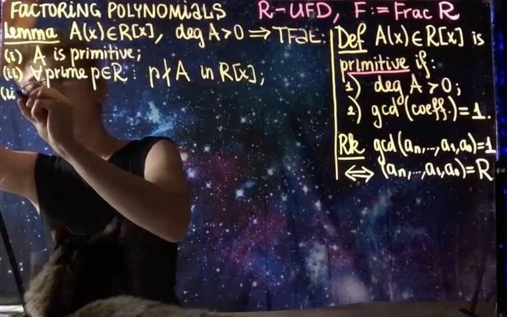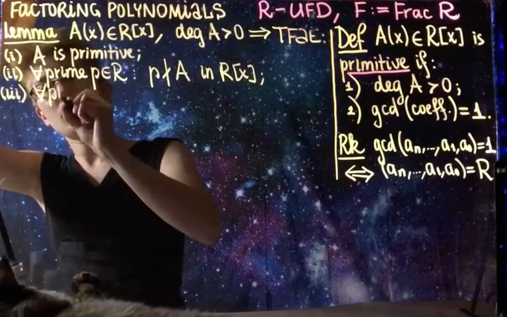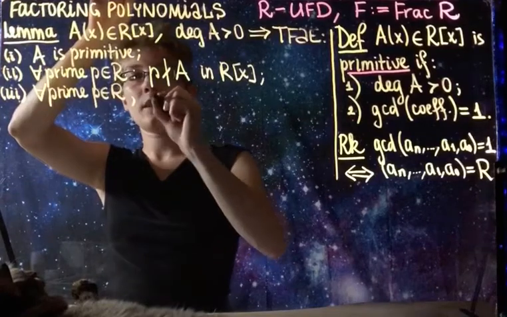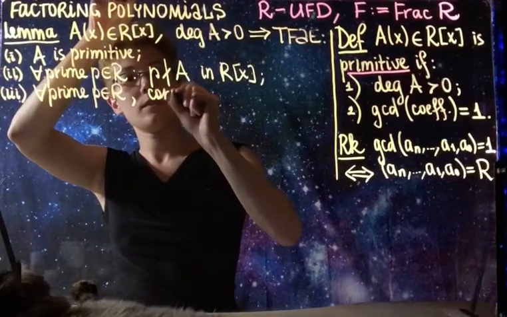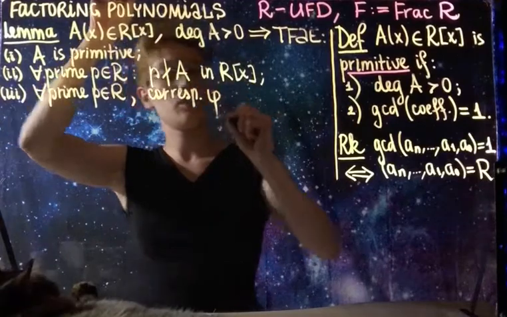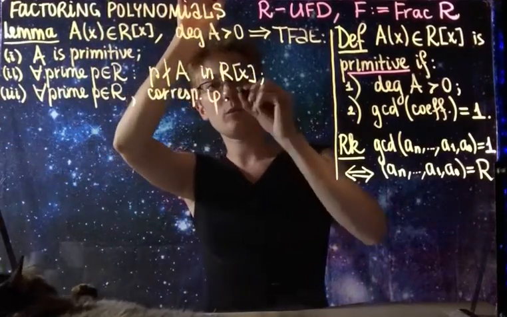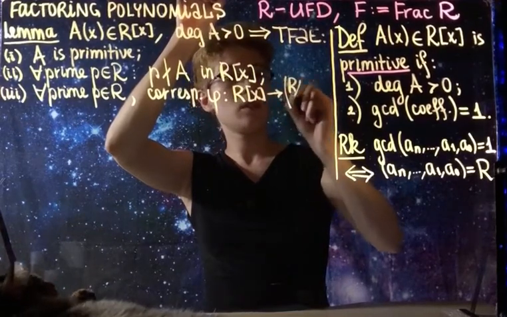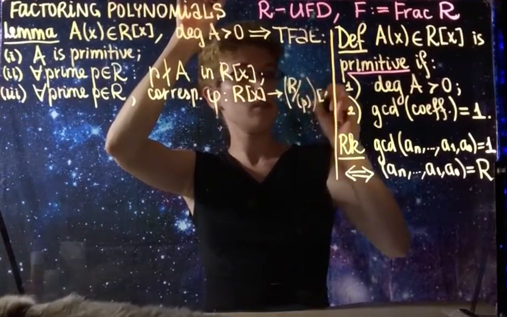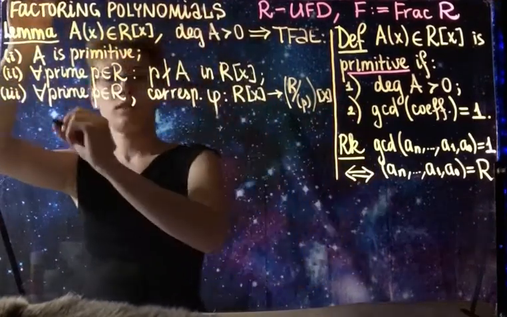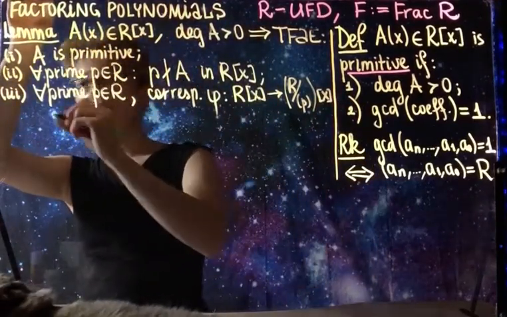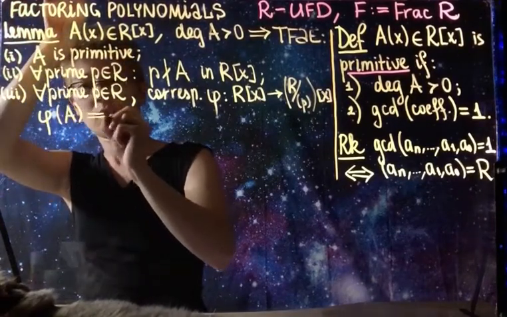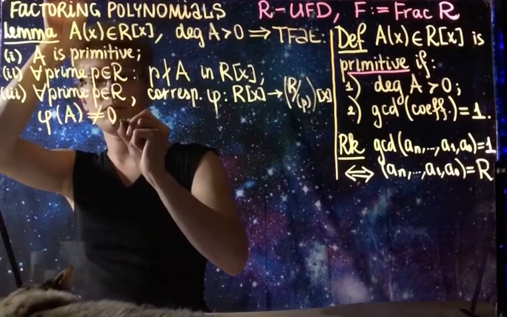And finally, for any prime P in R and the corresponding quotient ring homomorphism phi from R adjoint X to R mod P adjoint X, for any such choice, phi of A is not equal to 0.